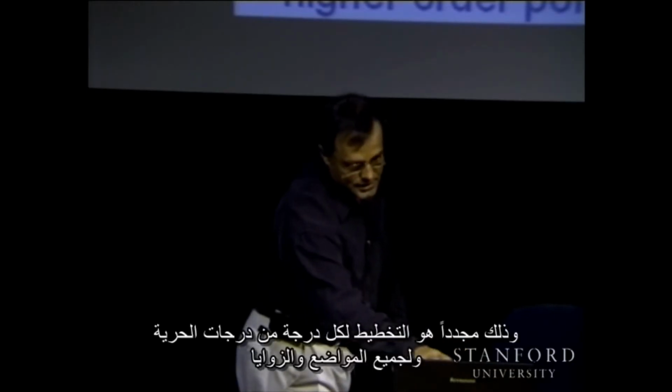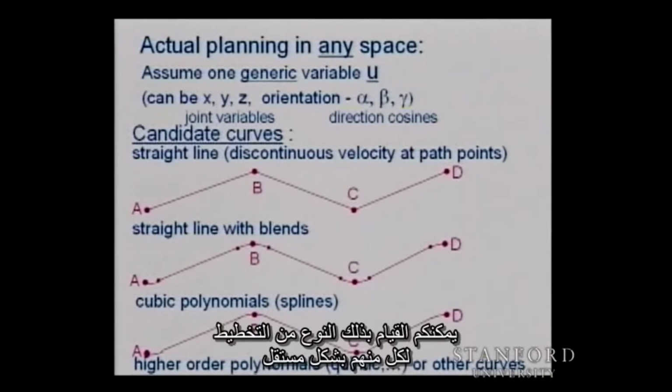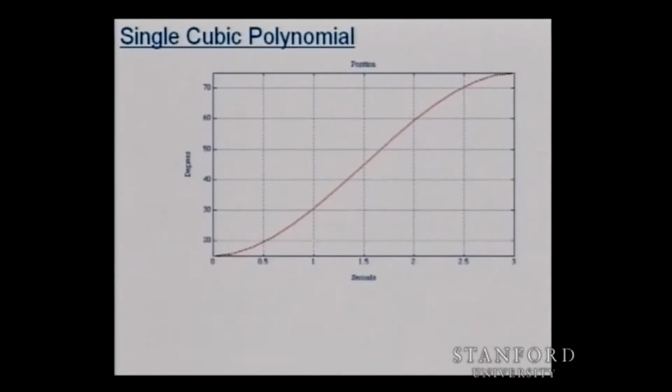And that again is the planning for each of the degrees of freedom, each of the positions, each of the angles. For each of them, you can do that kind of planning independently. So let's look at the actual formulas. Here is a single cubic polynomial.